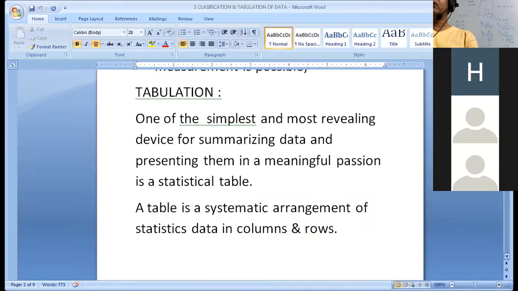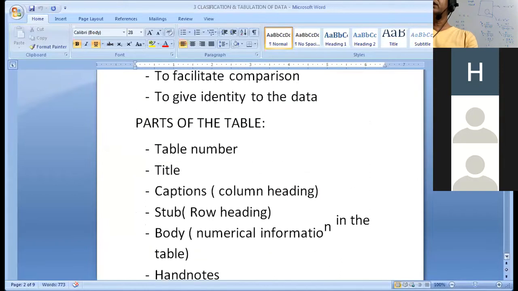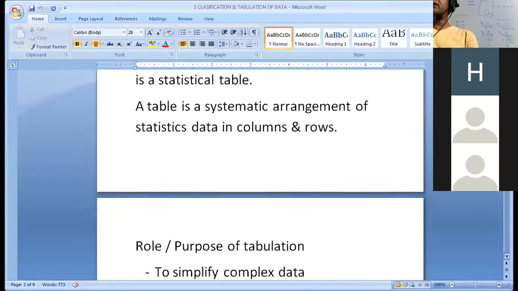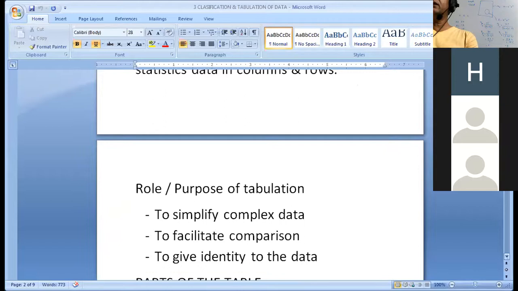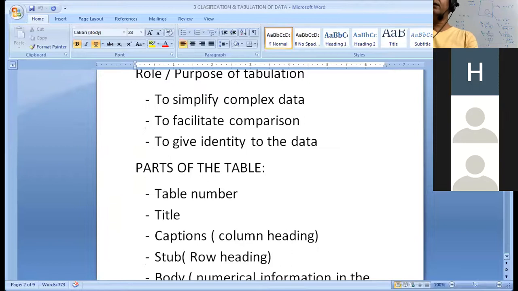Now come to tabulation. One of the simplest and most revealing devices for summarizing data and presenting them in a meaningful fashion is a statistical table. So we have to see how tables are formed. And what is a table? First of all, a table is a systematic arrangement of statistical data in columns and rows. Purpose of tabulation: simplify complex data, facilitate comparison, give identity to data, etc.